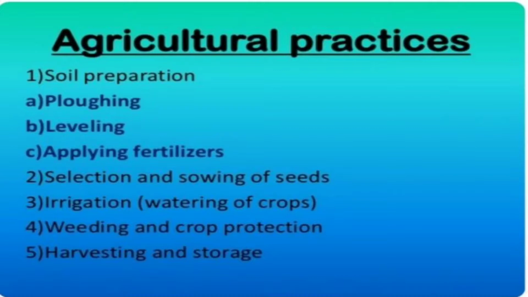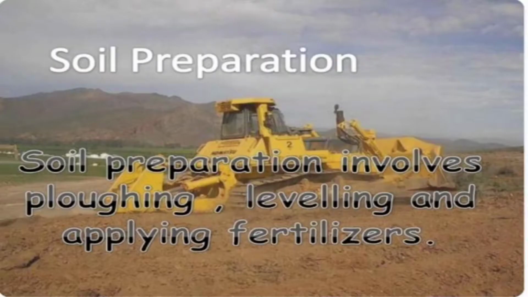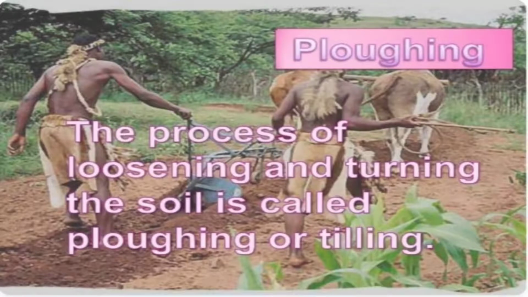Okay, so then we are going to do the first topic, that is soil preparation now. Soil preparation involves plowing, leveling, and applying fertilizers. Now what is plowing? The process of loosening and turning the soil is called plowing or tilling. Plowing is also referred to as tilling.